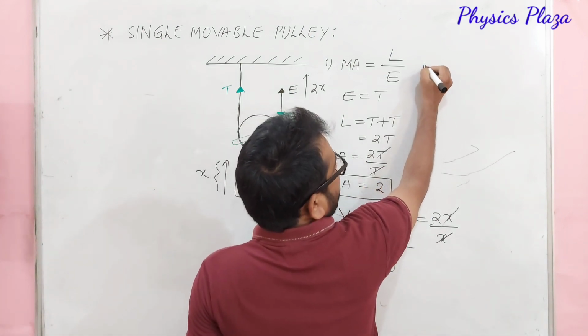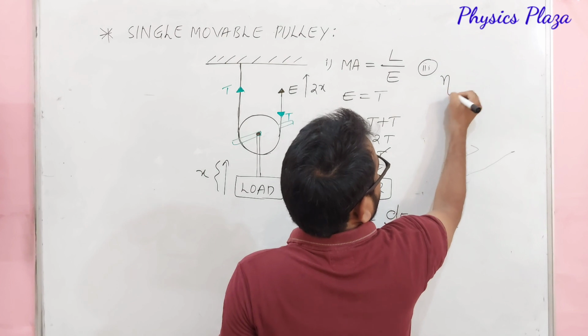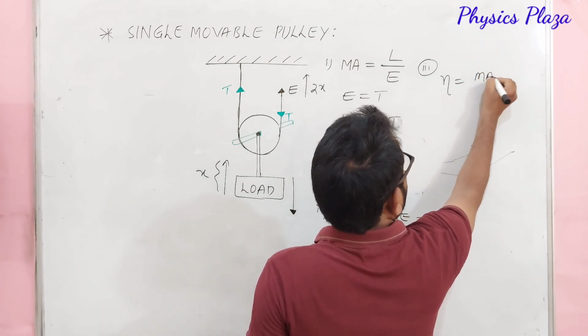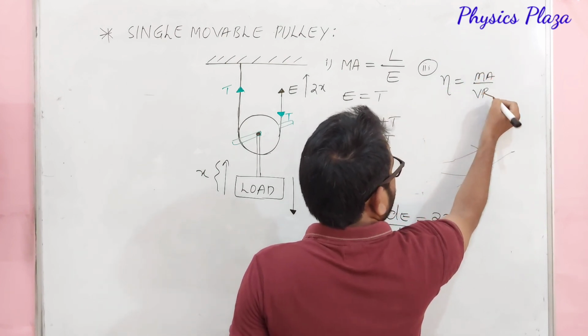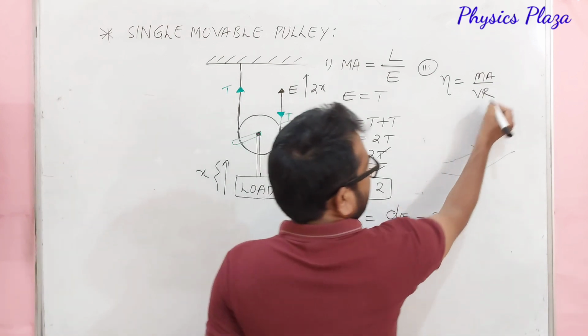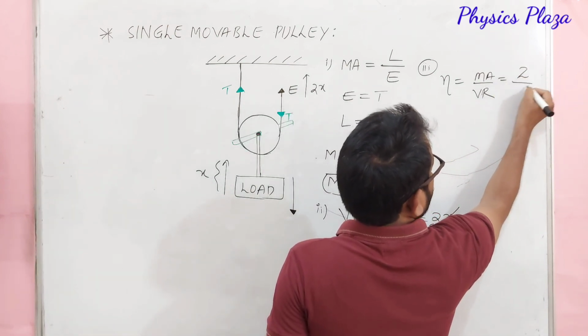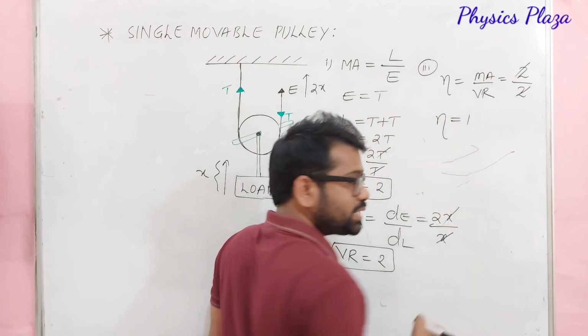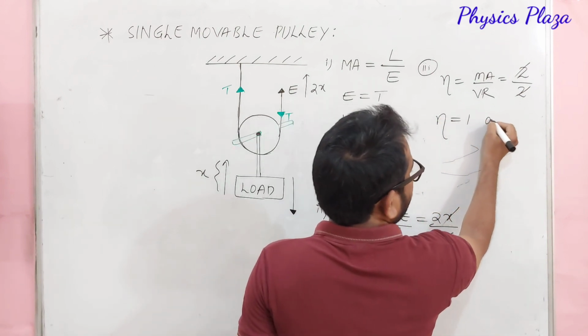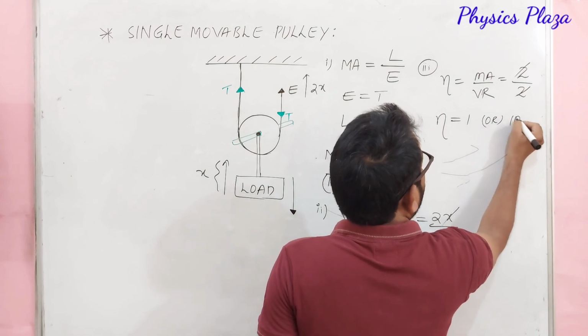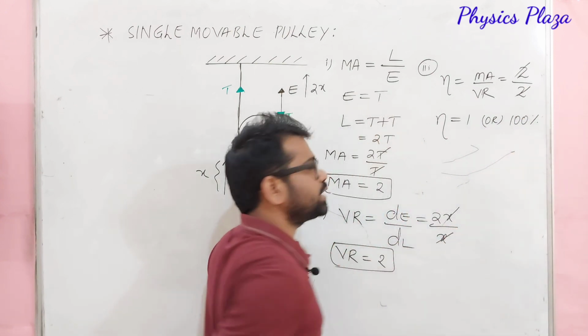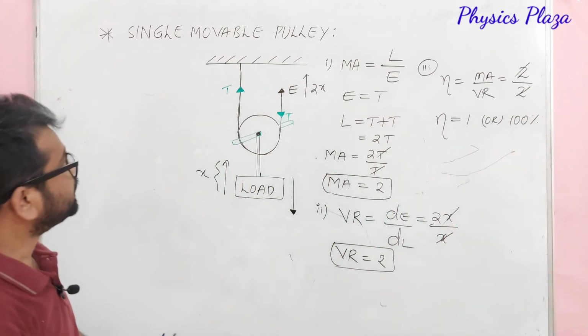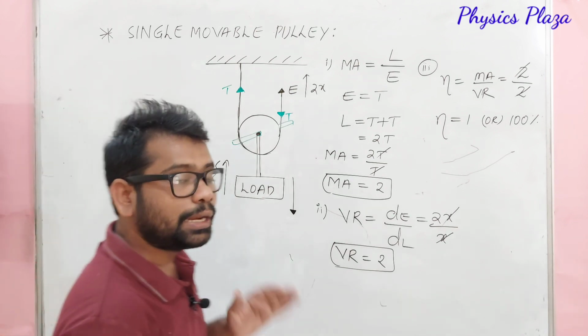Now, the third one is what, children? Efficiency we need to calculate. Efficiency is equal to mechanical advantage divided by velocity ratio. As the mechanical advantage and velocity ratio we got are the same, that is 2 by 2, obviously efficiency is equal to 1, or we can write it as 100%.